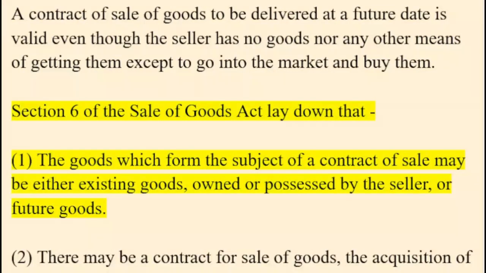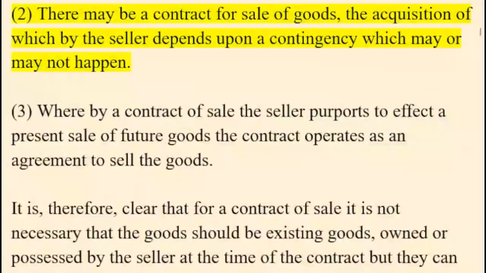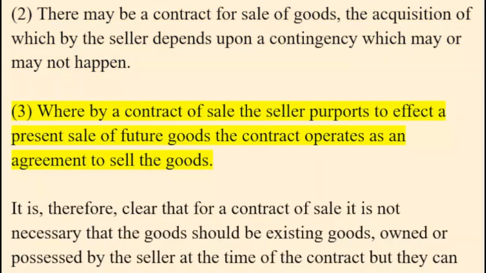Section 6 of the Sale of Goods Act lays down that: 1. The goods which form the subject of a contract of sale may be either existing goods, owned or possessed by the seller, or future goods. 2. There may be a contract for sale of goods, the acquisition of which by the seller depends upon a contingency which may or may not happen. 3. Where by a contract of sale the seller purports to effect a present sale of future goods, the contract operates as an agreement to sell the goods.